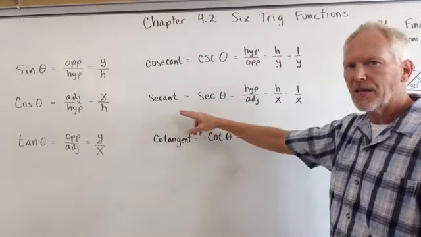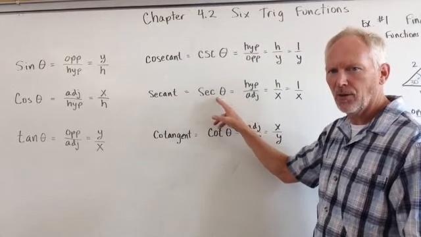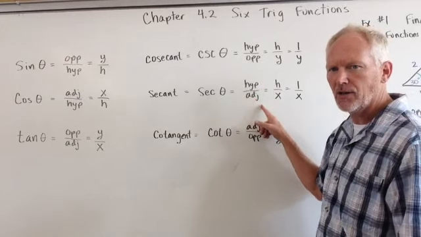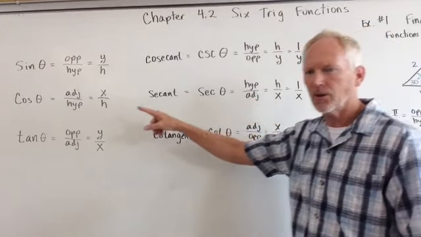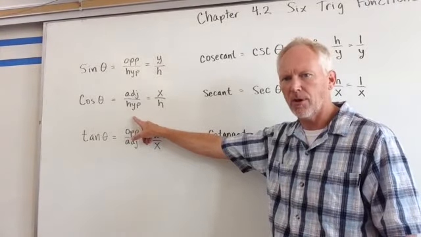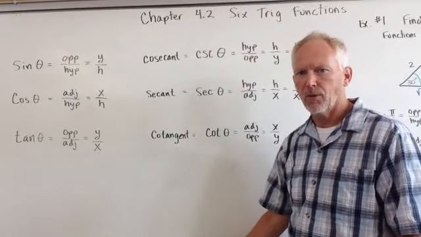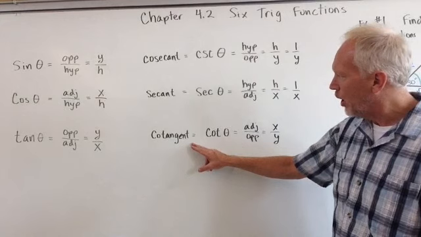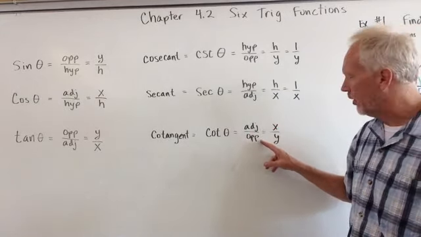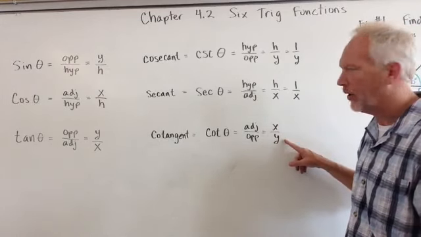All right. Secant is SEC of theta, so this is how it's shortened here. And it is the hypotenuse over the adjacent. Okay? It ties in closely with the cosine function right here. All right? So now, bring it back over this way. And then we have cotangent. Cotangent is adjacent over the opposite. And so that is the x over y component.